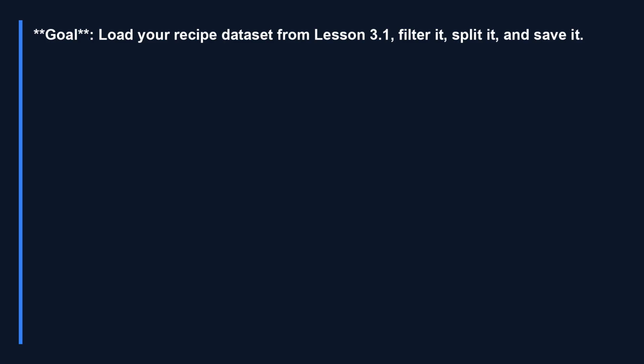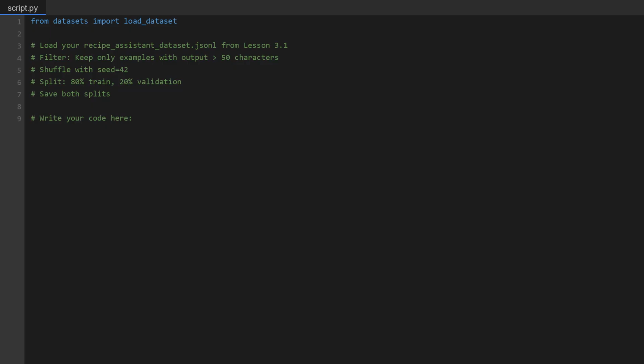The second exercise uses your recipe dataset from lesson 3.1. The goal is to run a complete data pipeline: load, filter, shuffle, split, and save. The pipeline has 5 steps. Load recipe_assistant_dataset.jsonl from your working directory. Filter to keep only examples where the output field exceeds 50 characters. This removes thin, low quality responses.